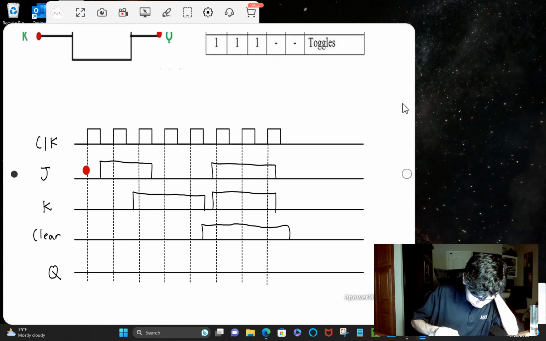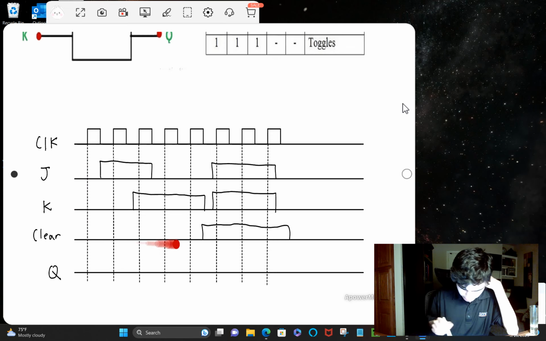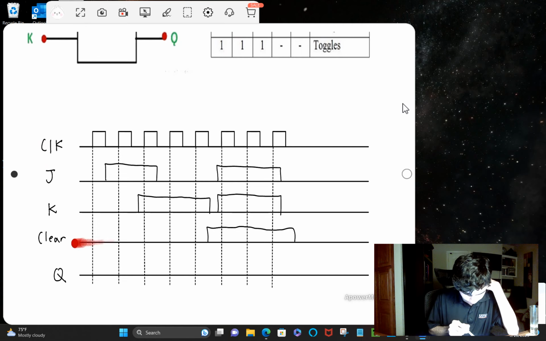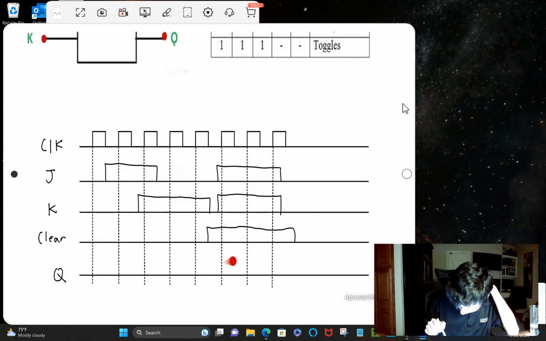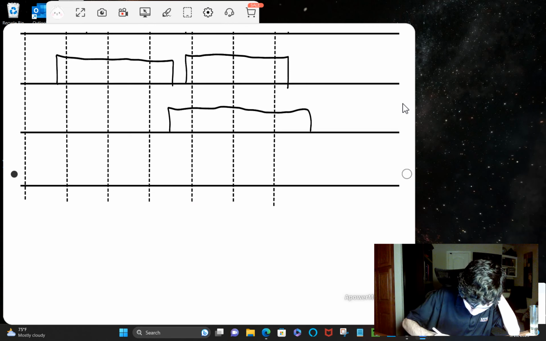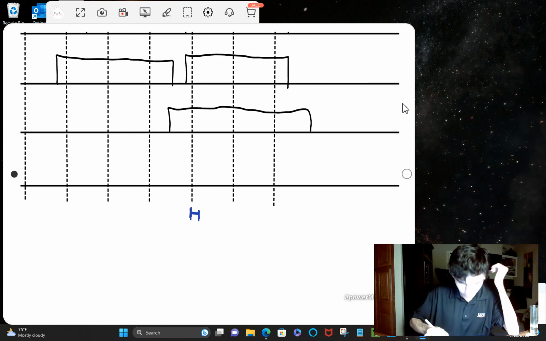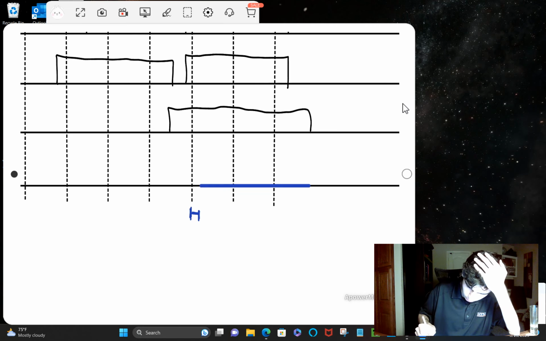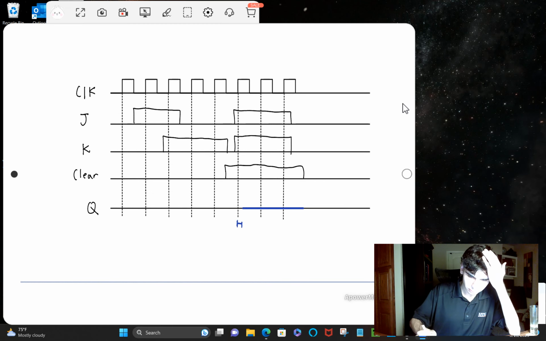So for the first one, J and K are 0 and clear is not relevant. Let's start with the clear. So clear, whenever clear is 1, Q is 0 no matter what. So for here, it's just going to be 0. And let's represent this as the propagation delay. Zero. Because this right here goes down. This is the first rising clock edge that it sees clear. So immediately it goes to 0. So that's that.